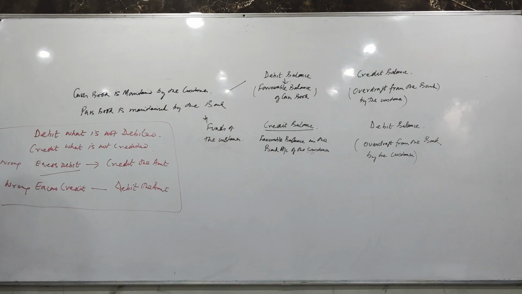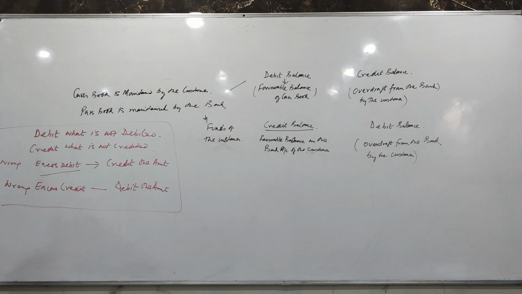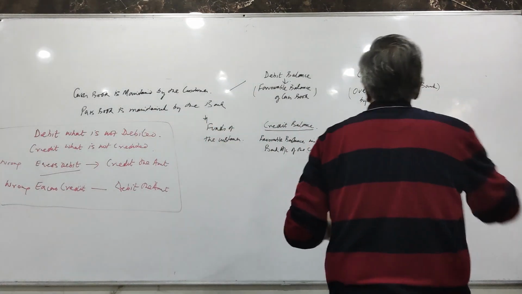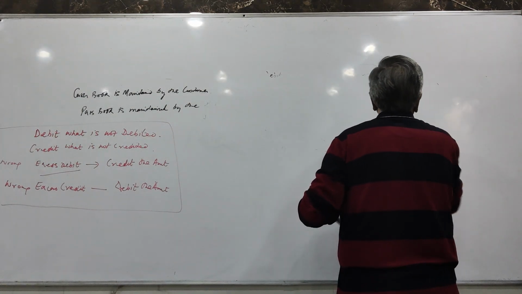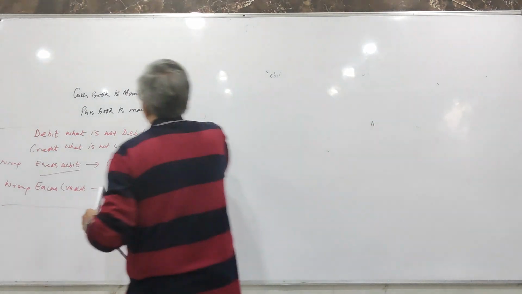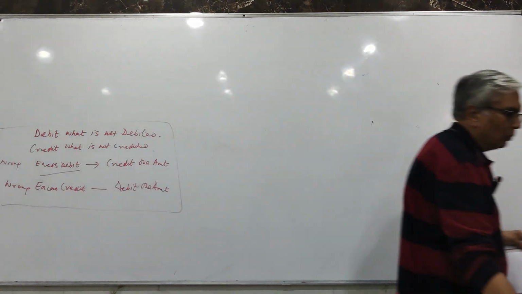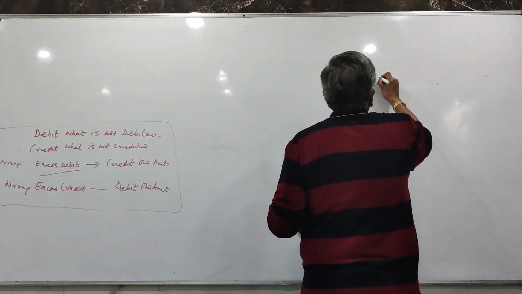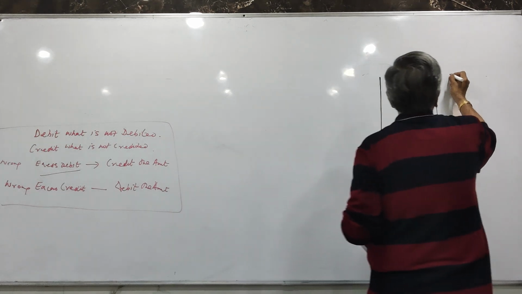So I will do one illustration of T.S. Grewal, illustration number 13, page number 13.49 with you on the board, and then you will be able to understand. Follow me with attention, you will be able to get it. We have debit, we have credit.